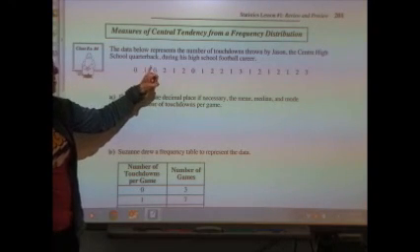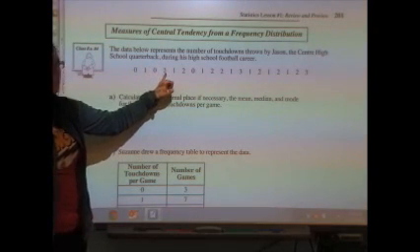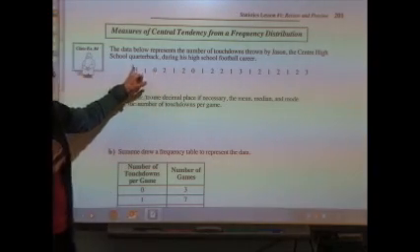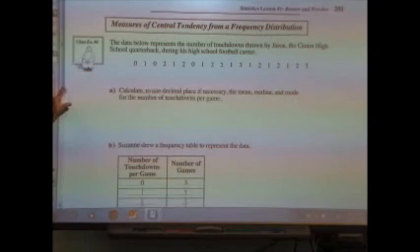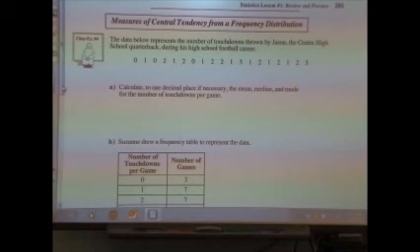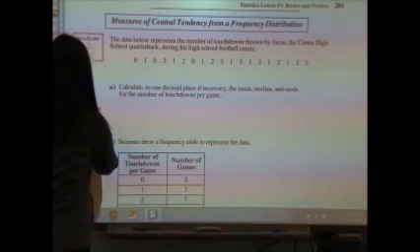Then he threw 1. Then he threw 0. Then he threw 2. All the way through. So this is game 1, game 2, game 3, game 4. So it says calculate to 1 decimal place if necessary the mean, median, and mode for the number of touchdowns per game. So let's figure out the mean.